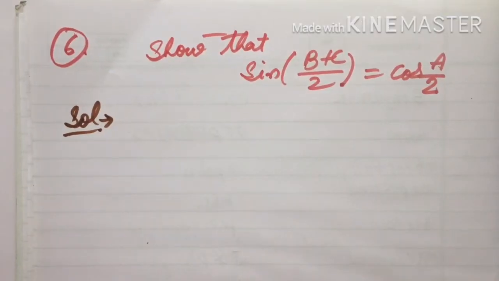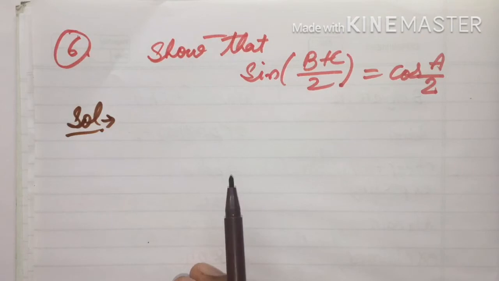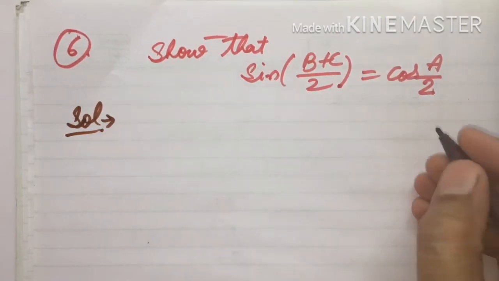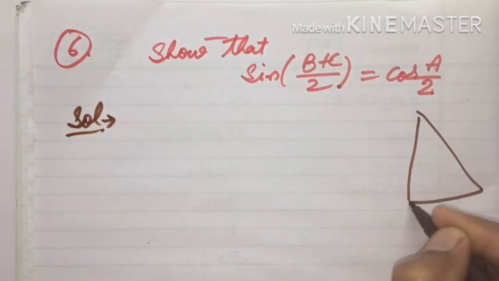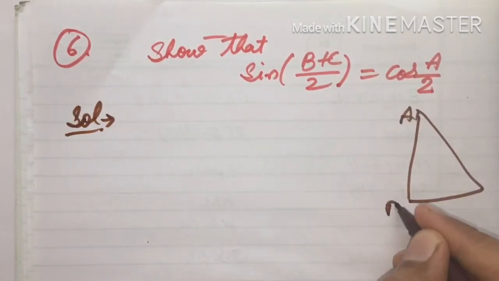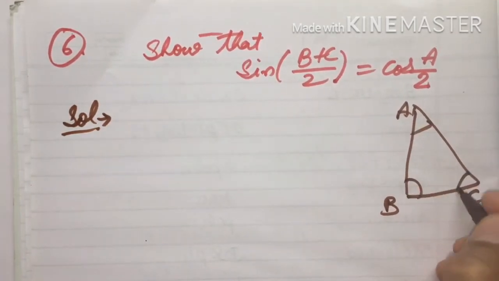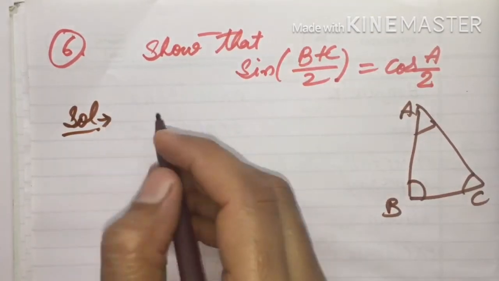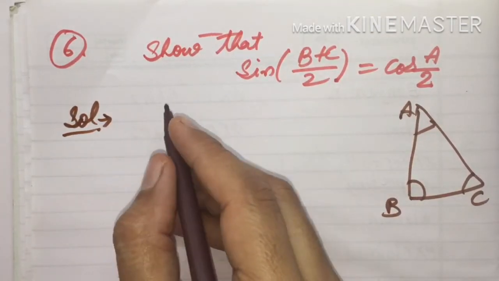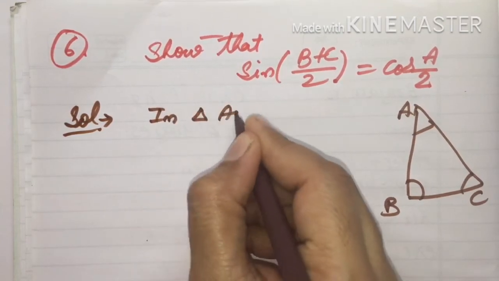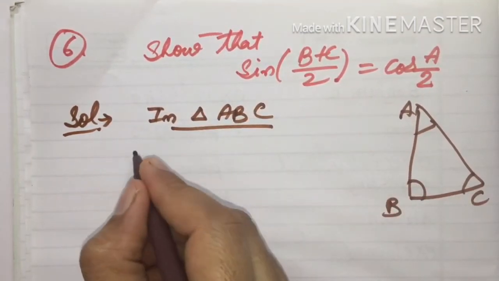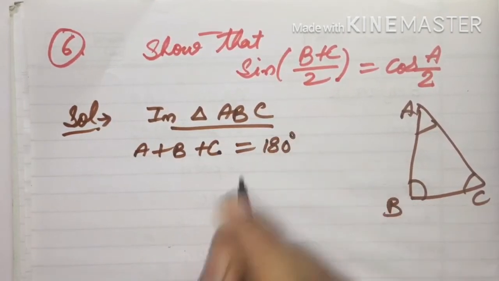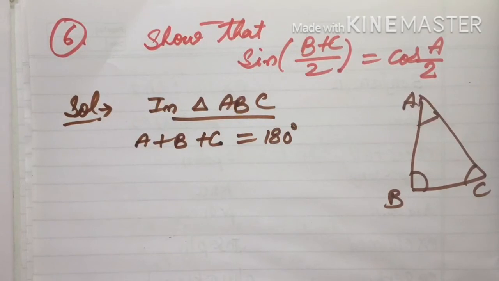Question number 6 of exercise 8.3. It is given in the question that A, B and C are the interior angles of a triangle ABC. Like this is a triangle ABC and these are the interior angles of this triangle. So as we know, we will use this part, whatever they have given, that in triangle ABC, A plus B plus C is equal to 180 degree, angle sum property of triangle.